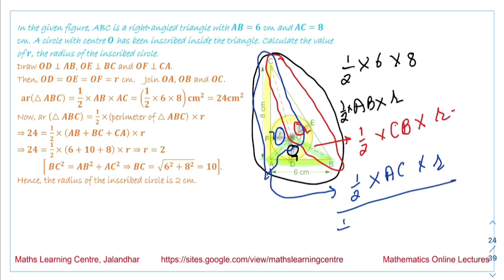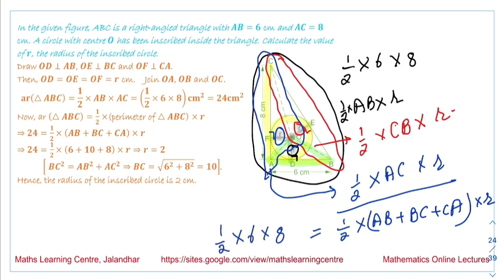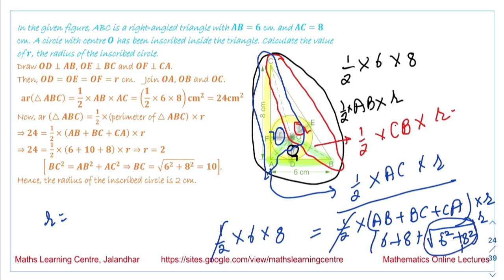If we add all these values, we will get half into AB plus BC plus CA into R, and this value should be equal to half into 6 into 8. Half gets cancelled. The value of AB is 6 centimeter, the value of CA is 8 centimeter, and the value of BC we will get as the square root of 6 square plus 8 square, and the whole is multiplied by R. So the value of R, on solving this, you will get the value of BC as 10.